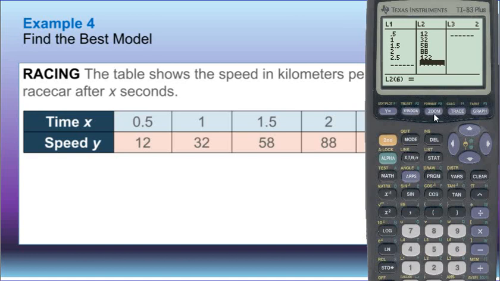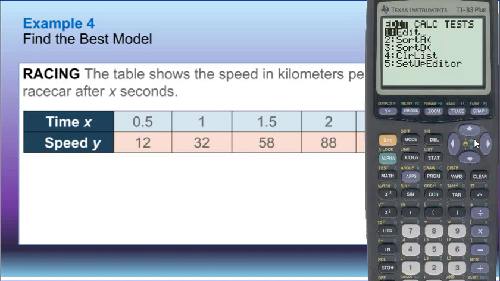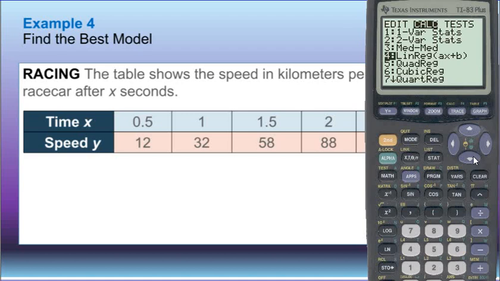So I'm going to hit stat, calculate. I can see that to determine which one it would be, I'm increasing my x's by 0.5 and my y's are increasing pretty quickly. So I think that could be exponential. It would not be linear, or it could be quadratic. So let's do the quadratic first.